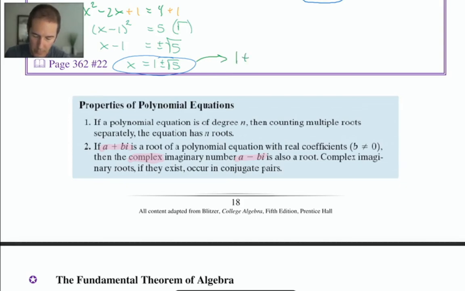1 plus the square root of 5 has the square root of 5 as our b value, except it doesn't involve the i. So this is not a complex number. It's an irrational number, but 1 minus the square root of 5 is also a solution. Those two numbers, I would still call those conjugates of each other. 1 plus root 5 and 1 minus root 5.